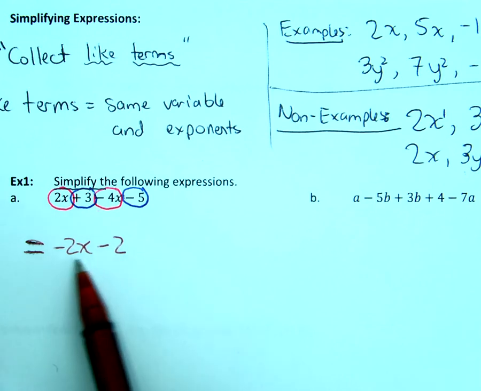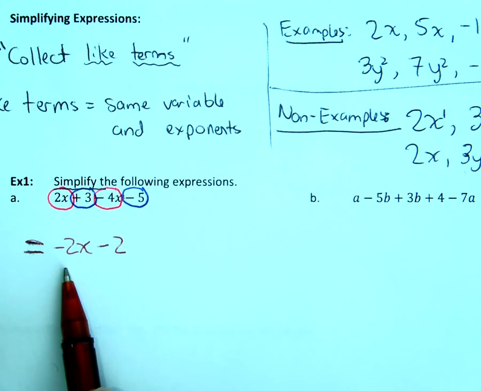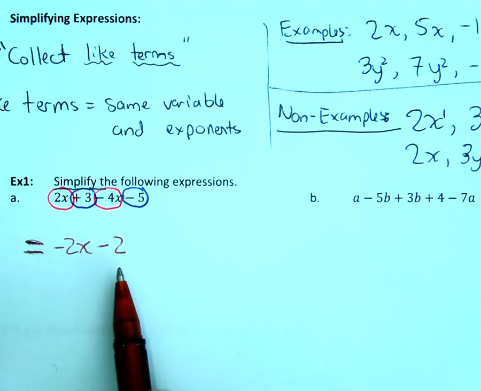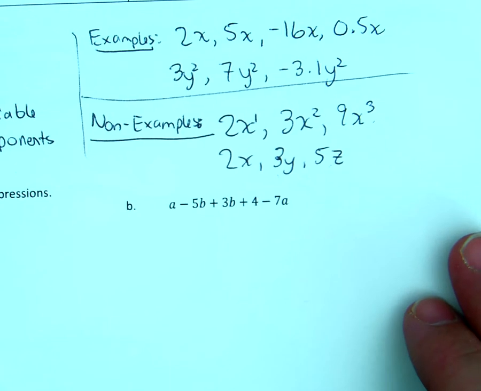Negative 2x minus 2. I can't put this together with this because they don't have like terms. So it would be like I was adding apples and bananas. They're not the same. I can't count them as the same, so there's nothing I can do. That's my answer. So let's look at B now.